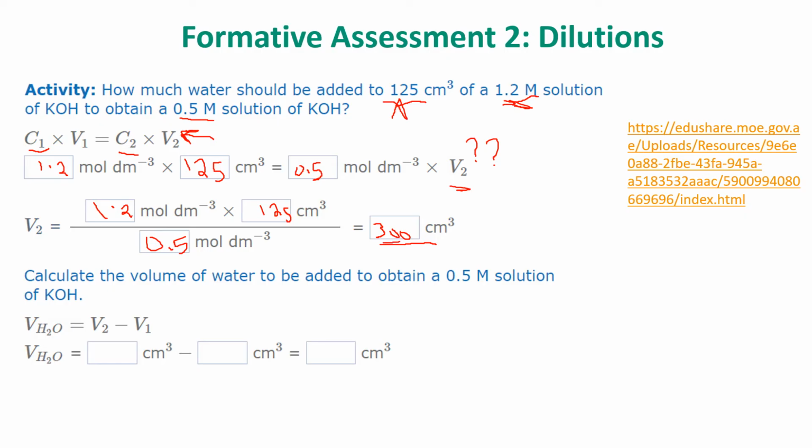It is simple. Just subtract volume 1 from volume 2. So the volume of water that I need to add is going to be V2, which is 300, minus V1, 125, and that is going to equal 75 centimeter cube. Is that correct? No, it's going to be equal to 175 centimeter cube.